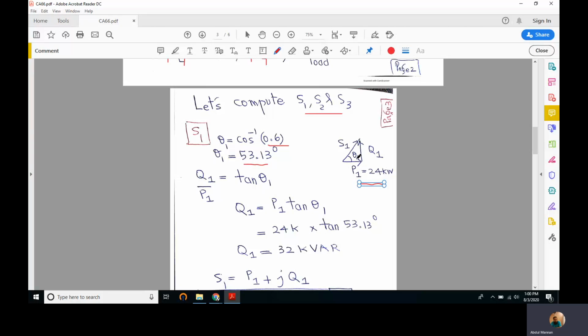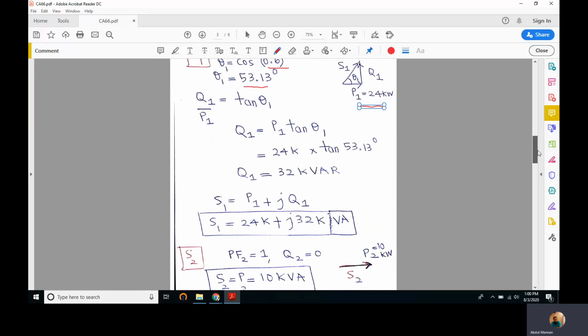We know that this theta is, as we have already studied, the inverse cosine of the power factor. So Q1 can be computed, as we know that's a right angle triangle. Perpendicular over base, Q1 over P1, is tangent of theta 1. So we can compute Q1, which is 32 kVAr, kilovar, and then S1 can be written as P1 plus jQ1.